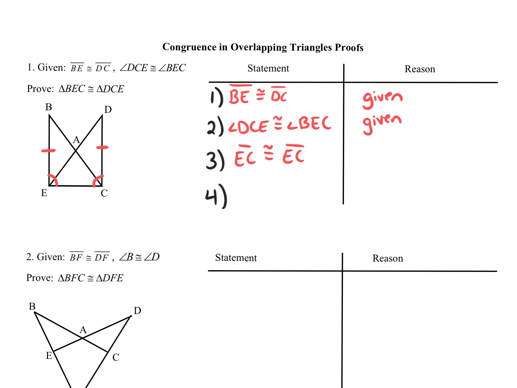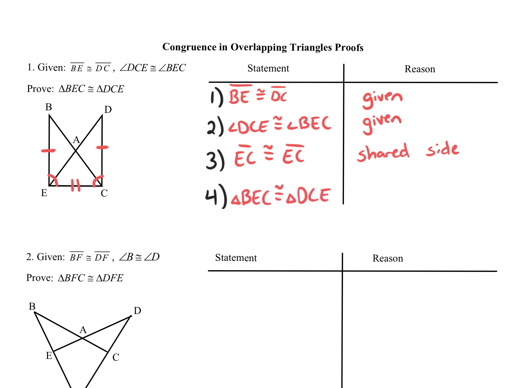Yep. And then our reasoning for that is shared what? Shared side. How do I mark that in my picture? With the congruent symbol. How many? 2. Yep, 2 congruent lines. And then what is going to be our step 4? What's going to be our statement? Triangle BEC is congruent to triangle DCE.